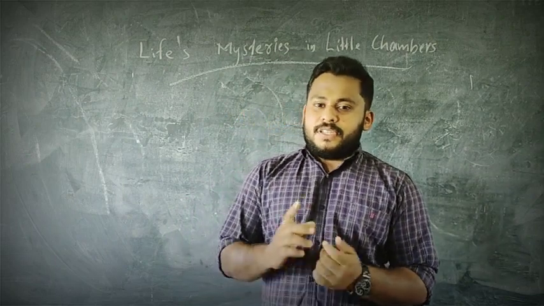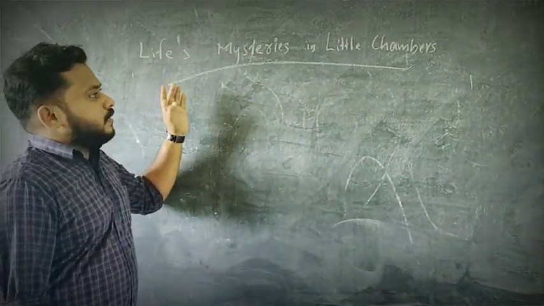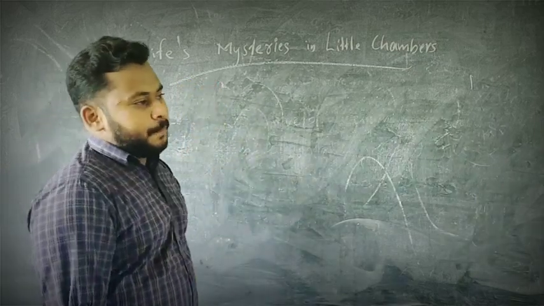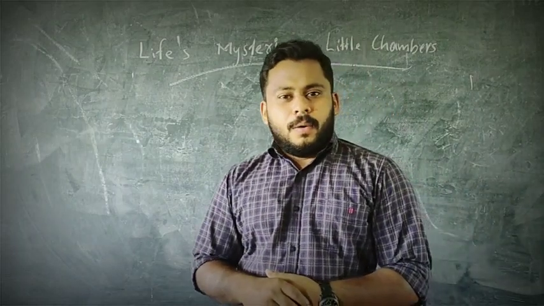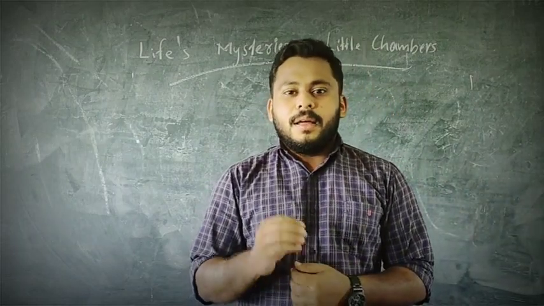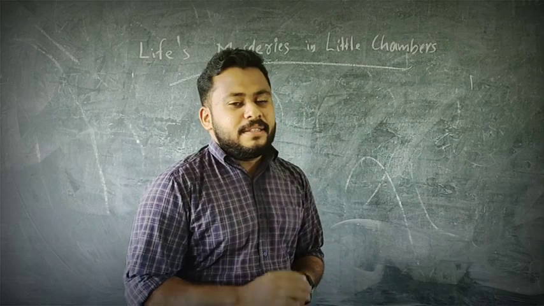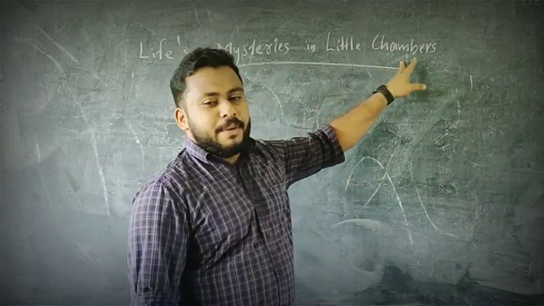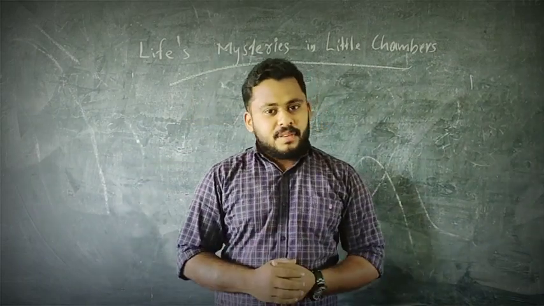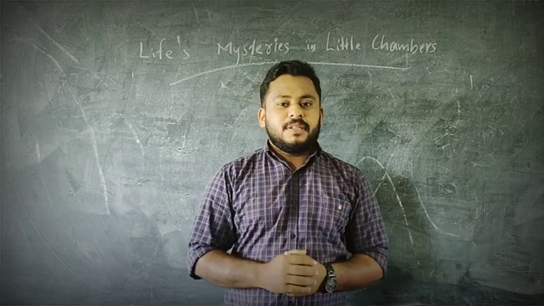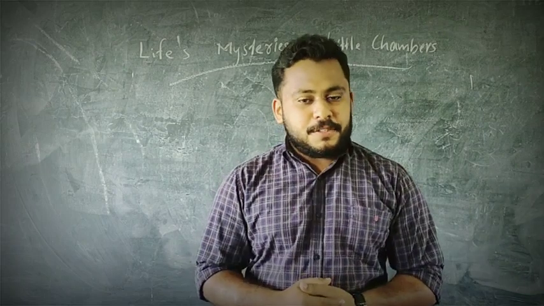In your biology, the first chapter is the mystery of life in little chambers. That means it's about living things, or we are discussing organisms. In this chapter, the important point is the little chambers. Little chambers means cell. I think you have an idea about the cell. You have already learned from your previous classes.